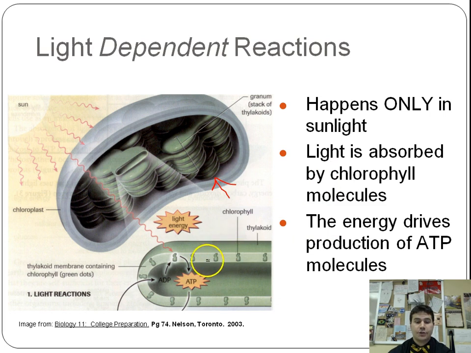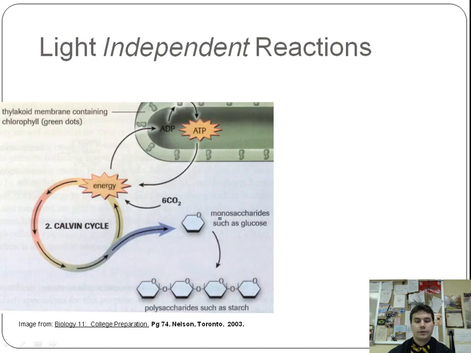That energy actually drives production of ATP. So we're actually taking ADP and turning it into ATP using this kind of light energy. So it's kind of a twofer for the plant. They not only get enough energy to actually work, but they also get extra energy that they can store in the form of glucose.